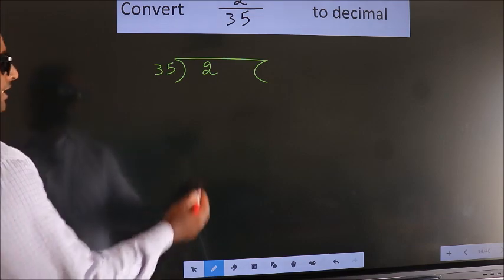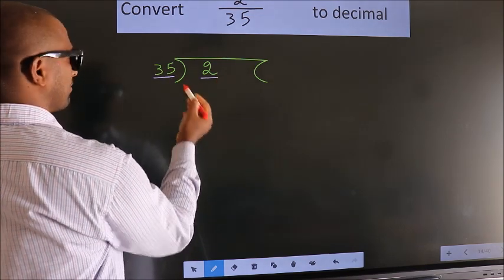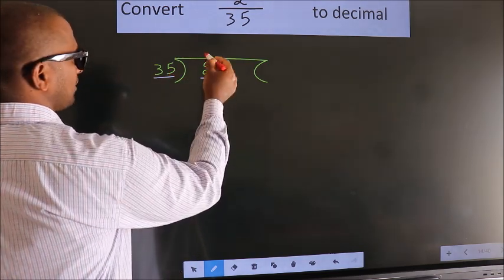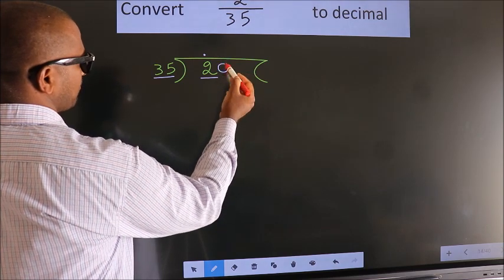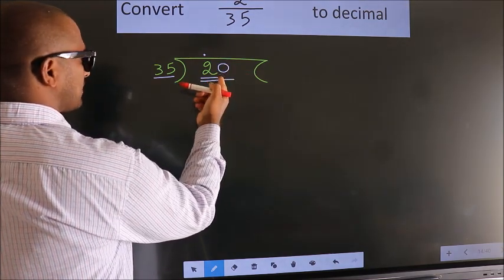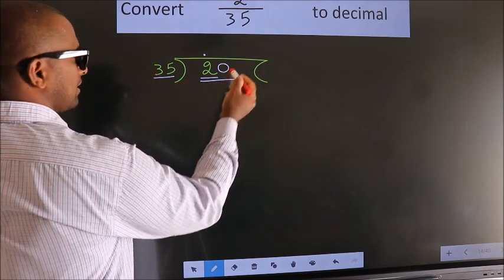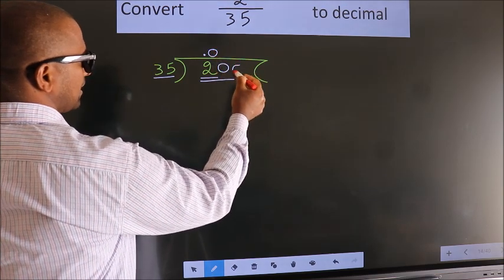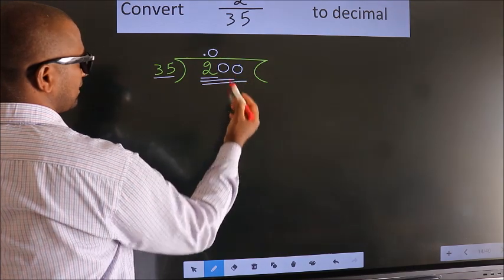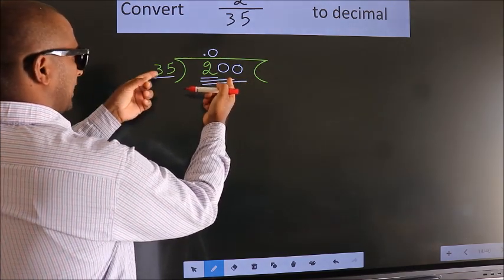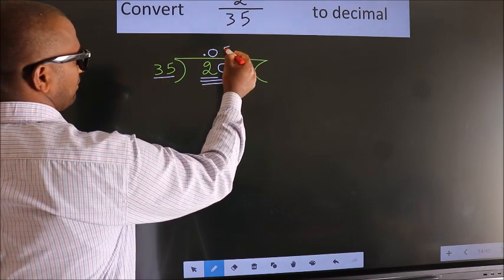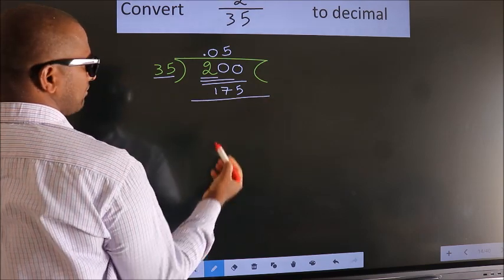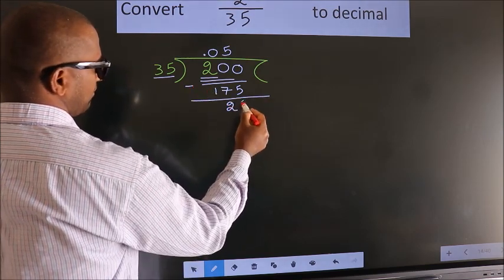Next, here we have 2, here 35, 2 smaller than 35. So what we should do is, we should put a dot here and take 0. So 20. 20 is still smaller than 35. So to get one more 0 here, we should put 0 here. So 200. A number close to 200 in the 35 table is 35 fives, 175. Now we should subtract, we get 25.